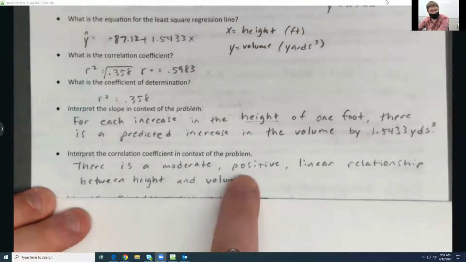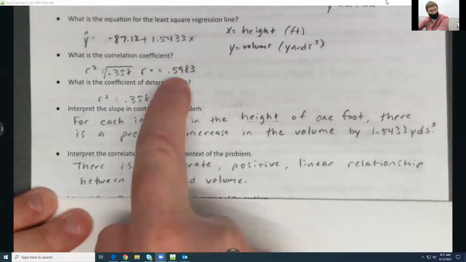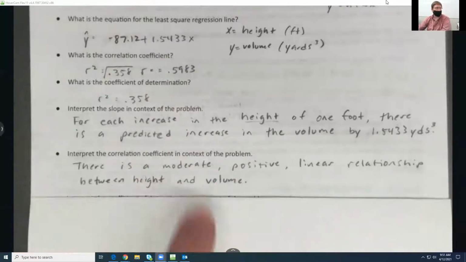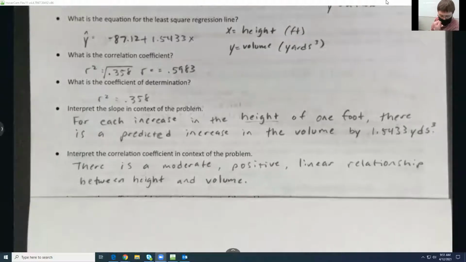So there's a moderate. Hopefully you put positive because both the R and the slope are positive. Linear relationship between, and then your two things, height and volume. Very good. So you guys do remember a lot of this stuff. Excellent.